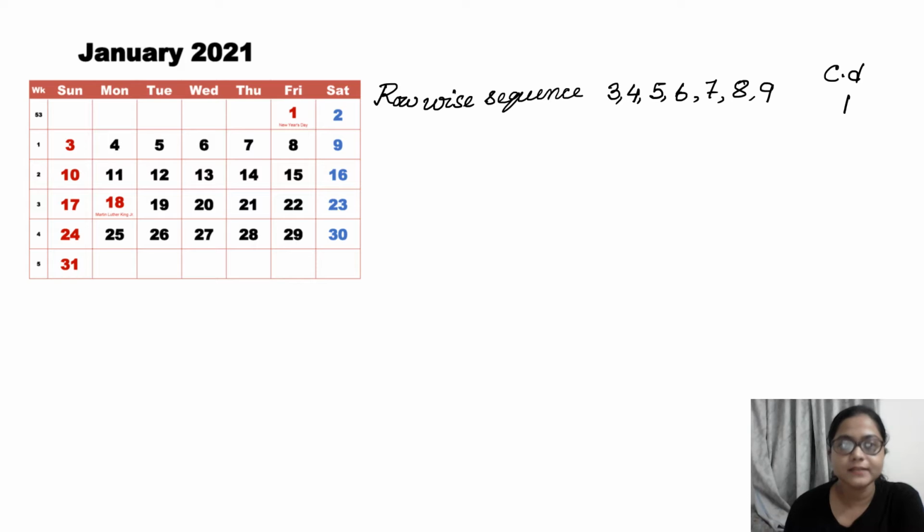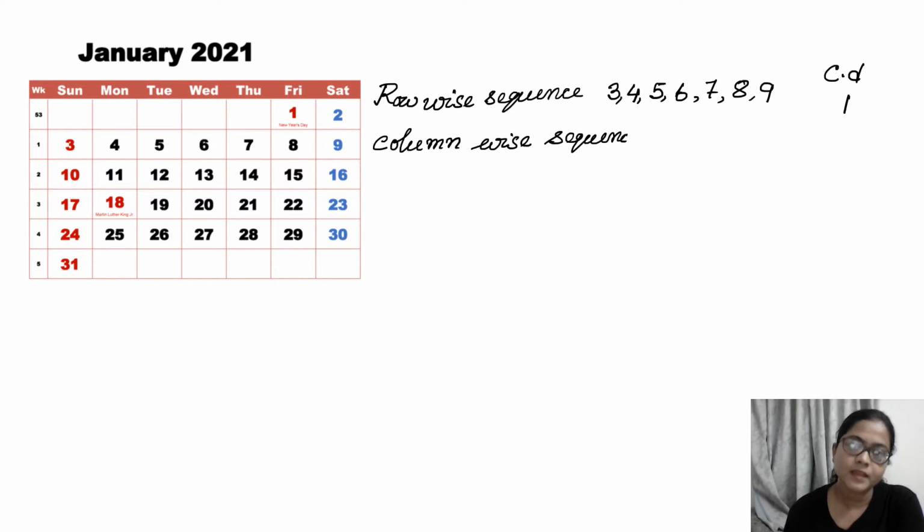Again, if I write the numbers column wise, that means if we consider the column wise sequence, here the numbers are 3, 10, 17, 24, 31. And here the common difference is 7. See, 10 minus 3 is 7. Again 17 minus 10 is 7. So we are getting a constant difference, that is common difference. Again, if we observe the numbers diagonal wise, then also we'll get another additive sequence.